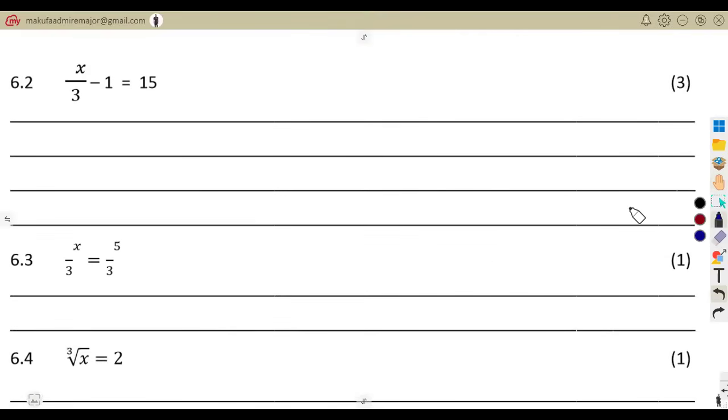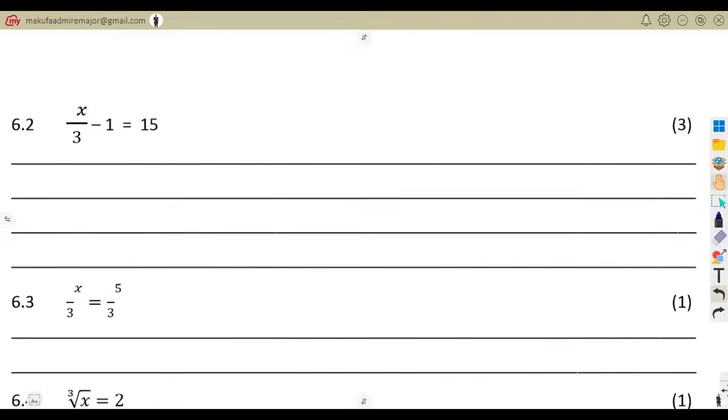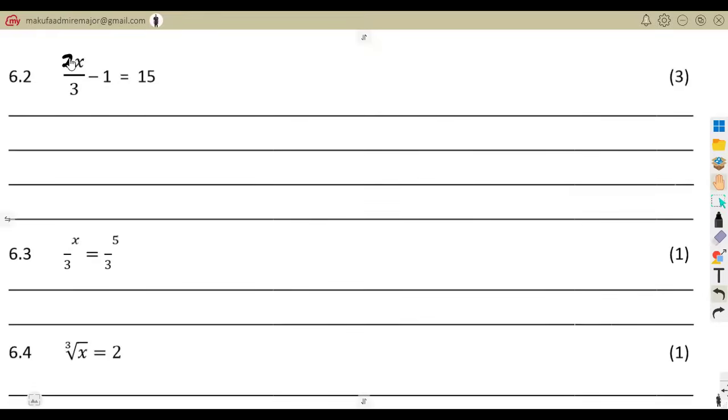6.2, another equation that we were given. All right, so guys, according to this question, it was actually supposed to be 2x. I don't know, in terms of re-saving, when I was saving this, it has affected some of my calculation. It was supposed to be 2x there. According to the original question, it was supposed to be 2x over 3 minus 1 is equal to 15. So if we are given that way, the minus 1 is not affecting that much.